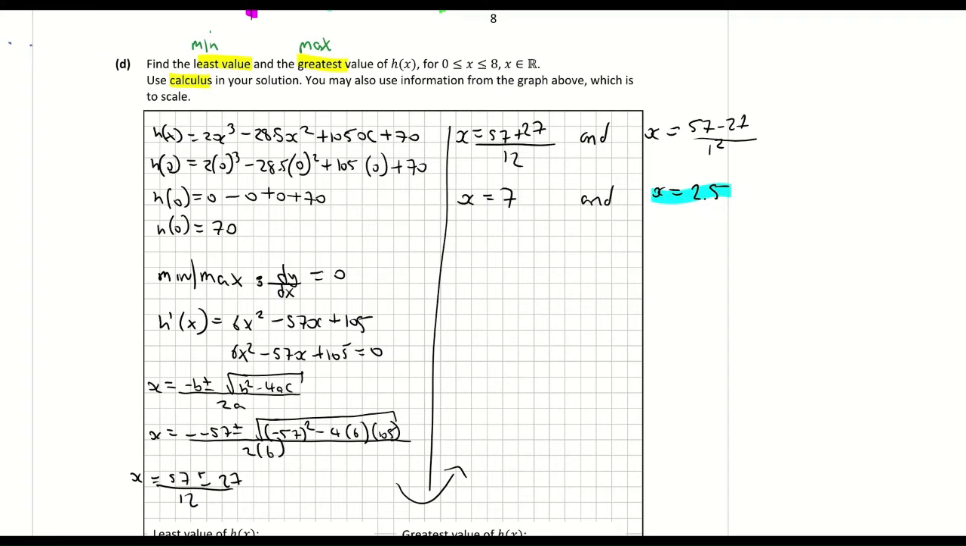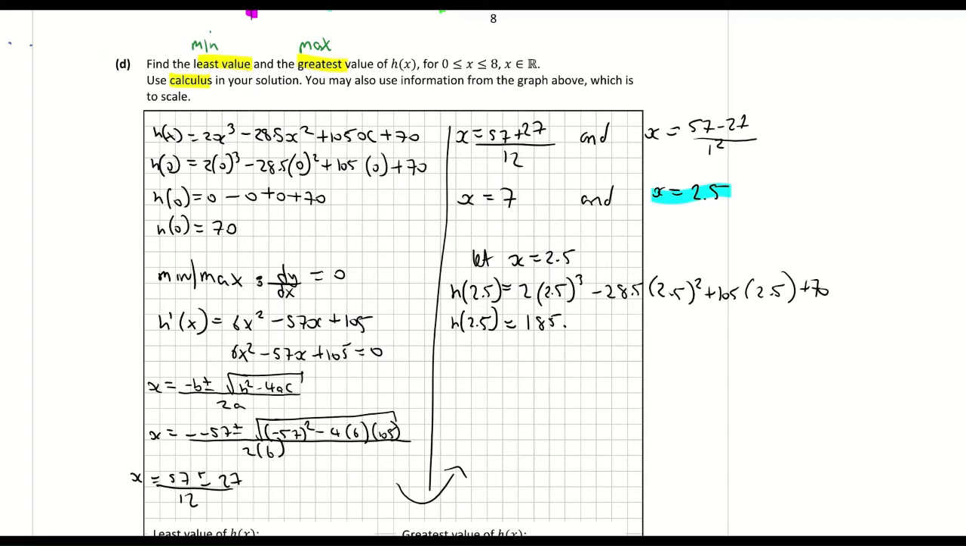So what we now need to do is let x equal 2.5 and sub it into my h of x, my original function, this function here. So I'm getting h of 2.5, which is equal to 2 times 2.5 cubed minus 28.5 times 2.5 squared, plus 105 times 2.5, and then plus my 70. When you work that out on your calculator, you're getting h of 2.5 to be 185.625. So that's going to be my greatest value.